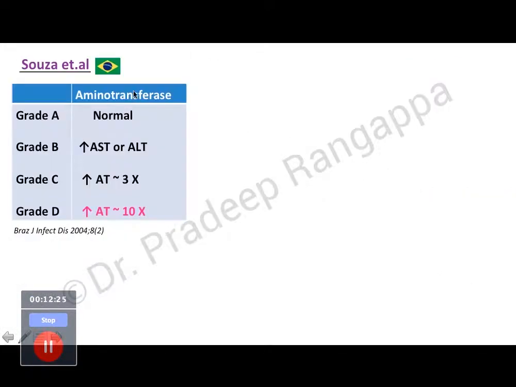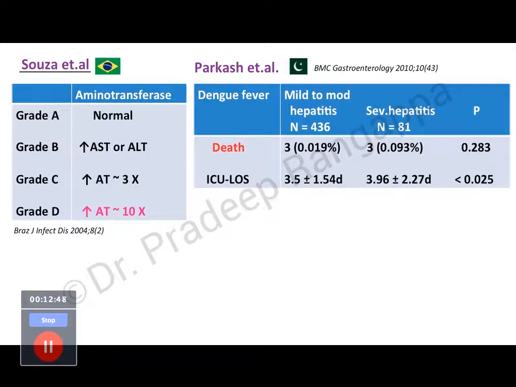So this was a study by a Brazil group, Souza et al., where they staged severity of dengue based on the liver dysfunction. Grade A is where there are normal enzymes. Grade B is where there is some increase in AST or ALT. Grade C is where there is an increase in aminotransferases more than 3 times. And grade D is where there is an increase in aminotransferases up to 10 times. Okay. So if you want to know the grading based on the liver enzymes, this is the grading.